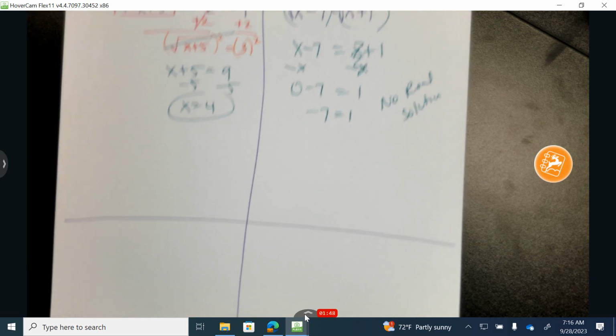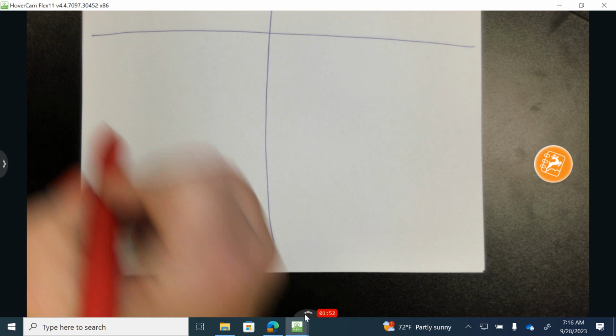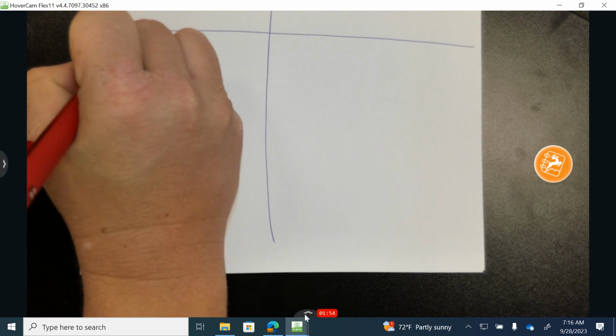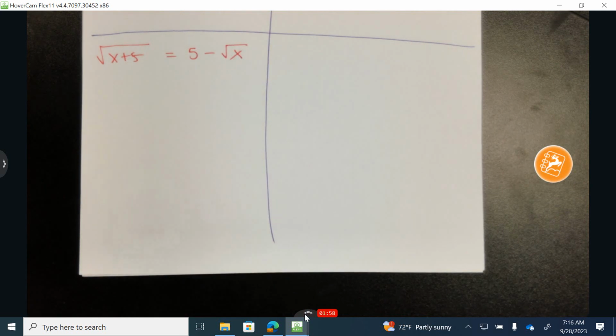Okay, we're going to go on right now to another problem. So here's our next problem. Okay, please write down the square root of x plus 5 equals 5 minus the square root of x. So this is where it gets a little complicated. I'm going to teach you a little trick to not showing all of your work, but still having the ability to achieve the right answer.